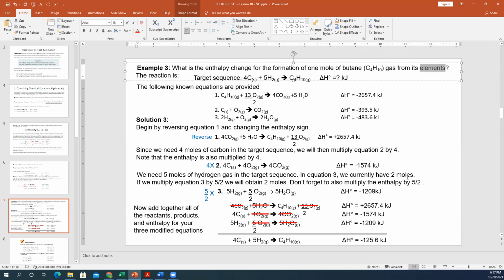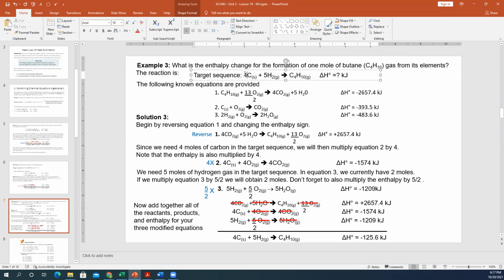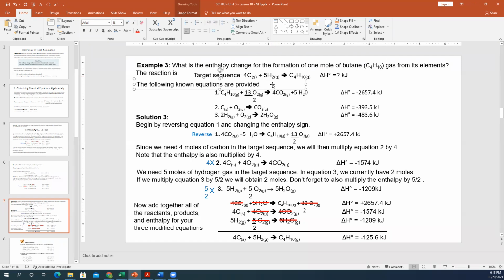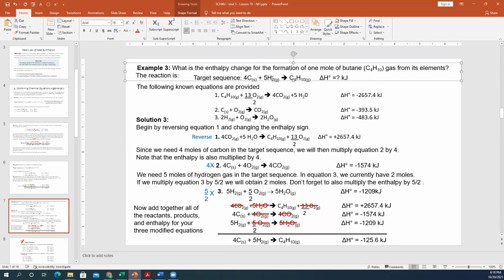Okay, from its elements. So the target sequence, if it's from its elements, what are the elements in butane gas? Well, there are carbons and hydrogens: 4 carbons and then 5 H2s, because remember, hydrogen gas comes in 2s, 2 hydrogens bound together. So 5 H2s gives us 1 molecule of butane. We're asked to find the enthalpy change for the formation of a molecule of butane from its elements. Okay, that's our target sequence.